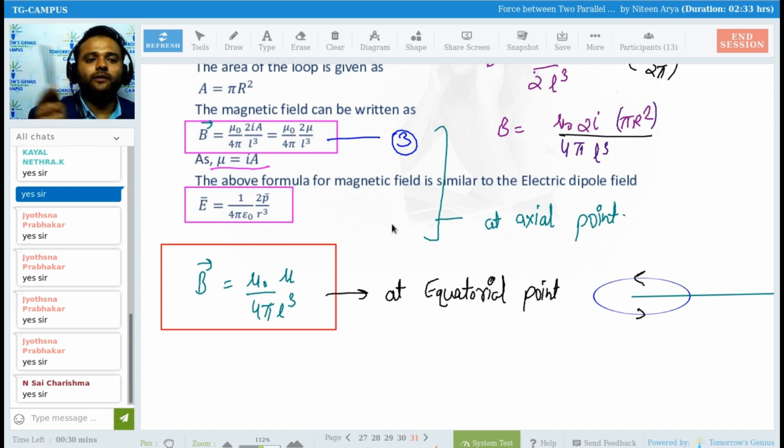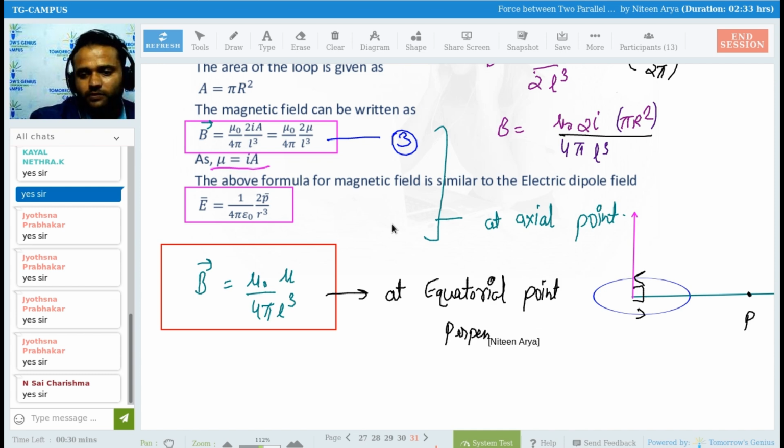Whenever a current-carrying loop is like this, your magnetic field is going to be perpendicular. Here is the magnetic field. Don't get confused about why I say equatorial. Equatorial means nothing but perpendicular. So this particular point P is equatorial. Equatorial means perpendicular, and as you can see, this is your magnetic field direction.